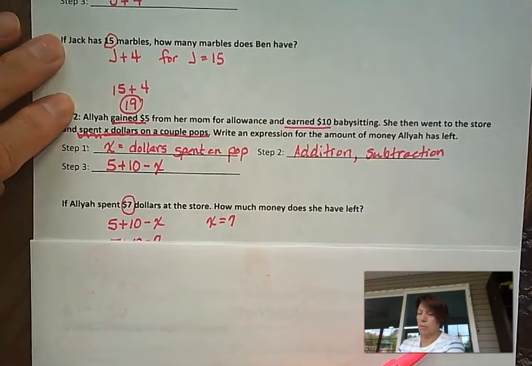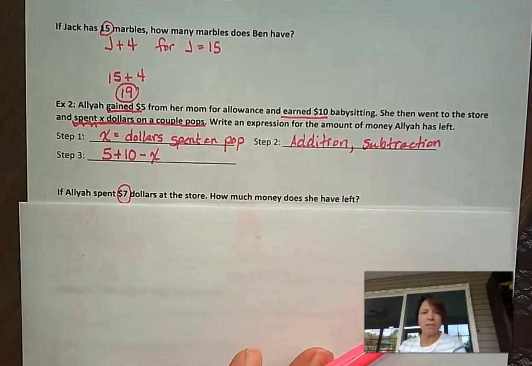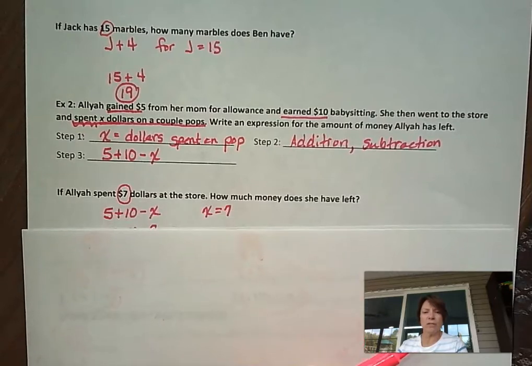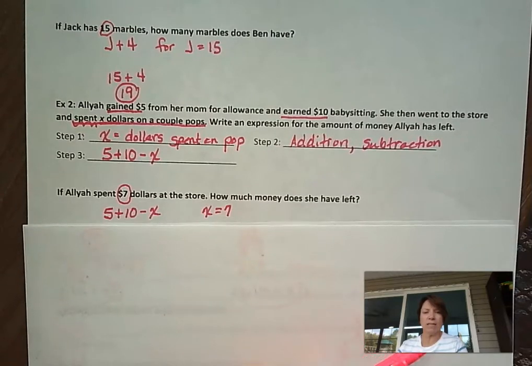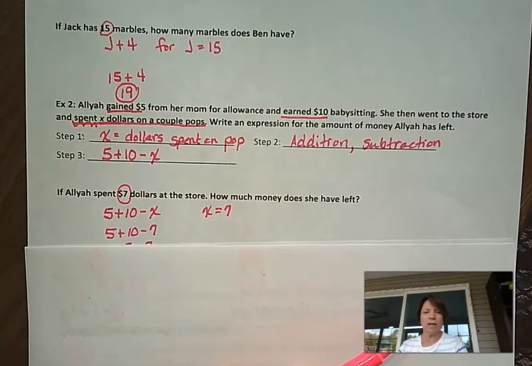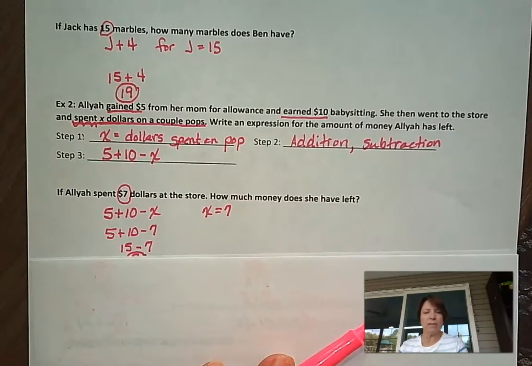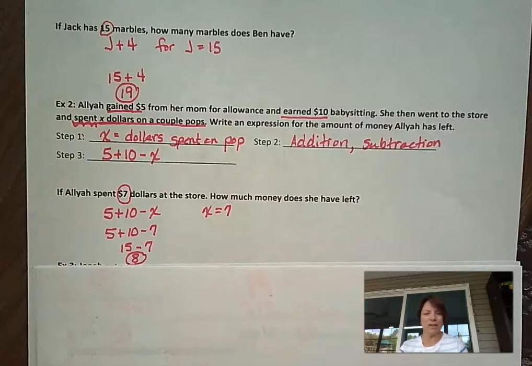Then the next part of our problem tells us that Aaliyah spent $7 at the store, so how much money does she have left? So we'll take that expression, 5 plus 10 minus X, we'll substitute the 7 in for the X, we'll add the 5 and the 10 first because that's what we do according to order of operations, which gives us 15, and then 15 minus 7 would give us 8, so she would have $8 left.